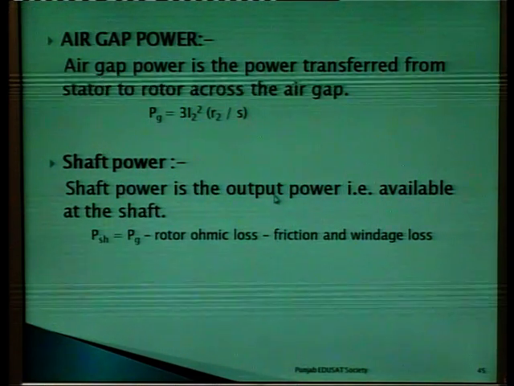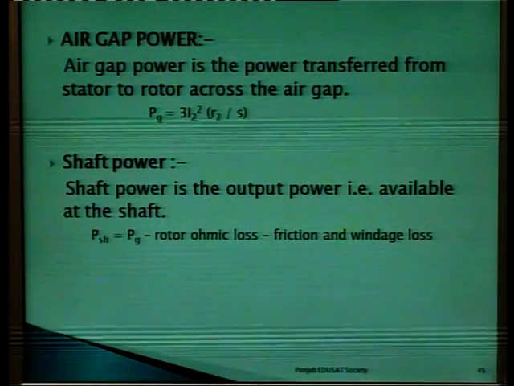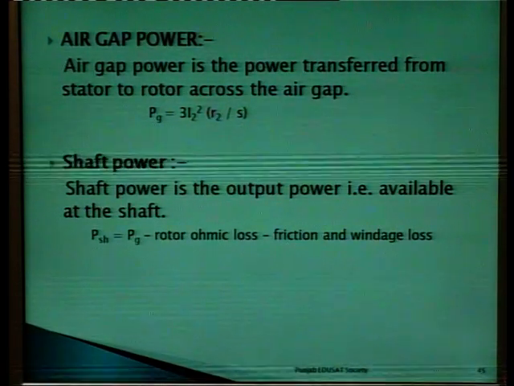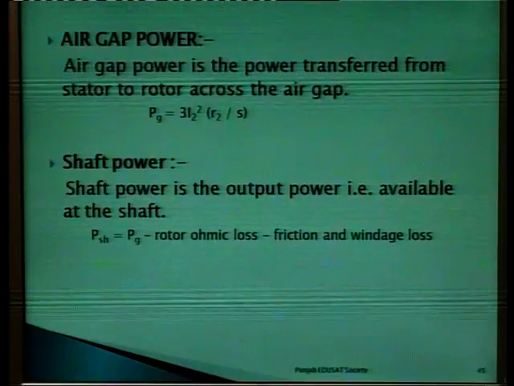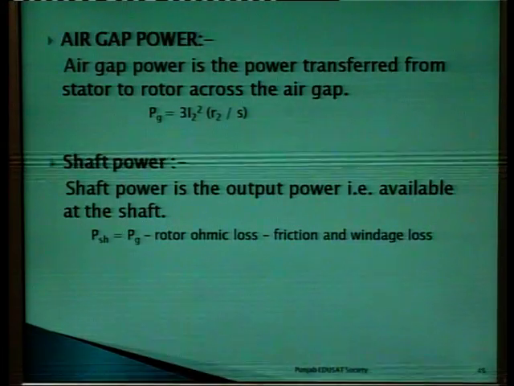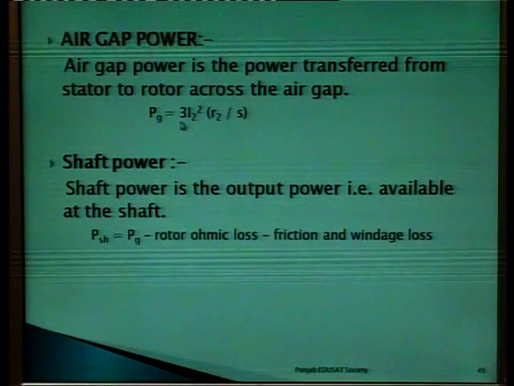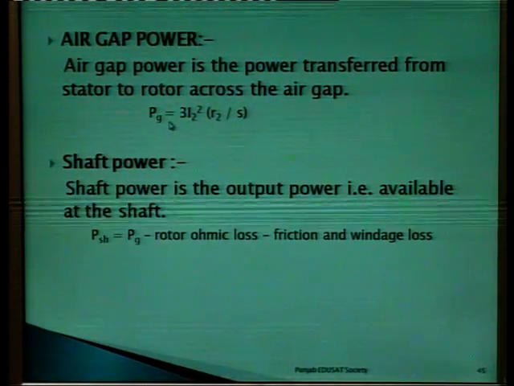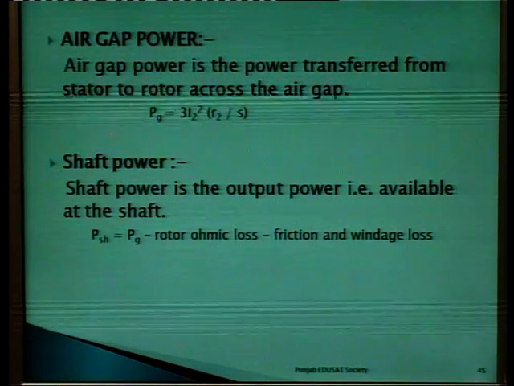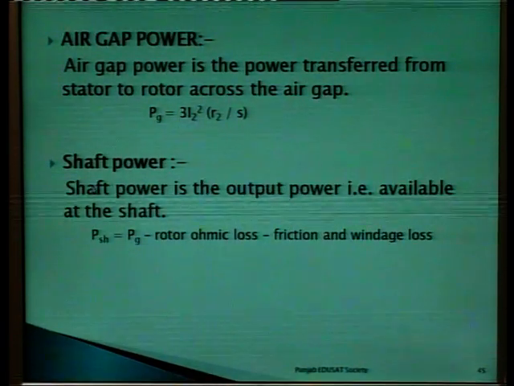Air gap power. What is the air gap power? Air gap power is the power transferred from stator to rotor across the air gap. How much power has been transferred from the stator of the motor to the rotor of the motor across the air gap? This can be given by the expression PG = 3 I2 square into R2 by S, where I2 is the rotor current, PG is the air gap power, R2 is the rotor resistance of the rotor conductors, and S is the slip value of the motor.